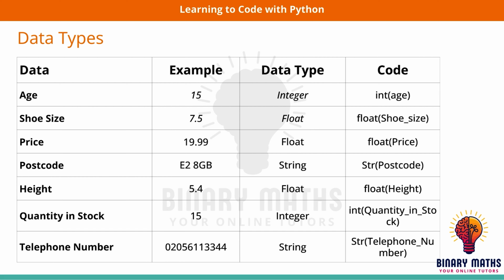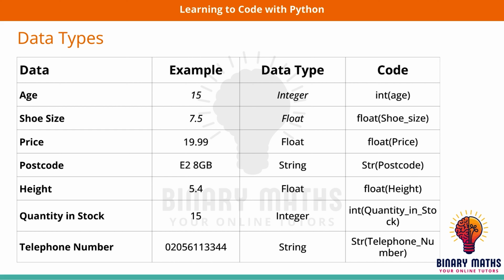So for postcode, we can do str, we can open our brackets and type in postcode, then we can close our brackets. Height, again, it's a float. Quantity in stock, that's an integer. Now the reason why that's an integer is that if we had 15 of a particular item in stock, every time a customer buys that item, we would have to deduct one from the quantity in stock. So if we started off with 15, a customer bought one product, we would minus one, so we would now have 14 in stock. Moving on swiftly to the telephone number.